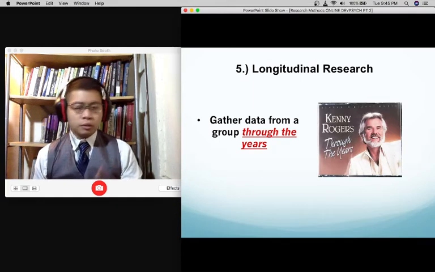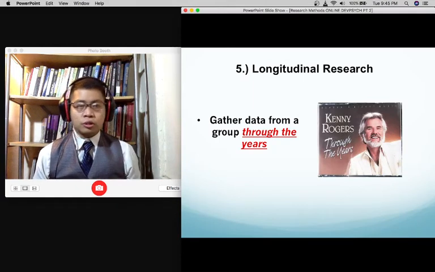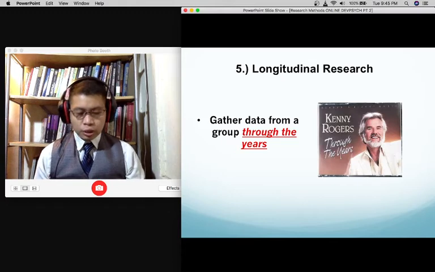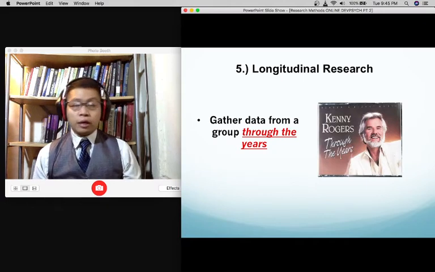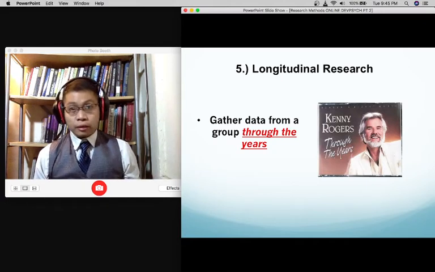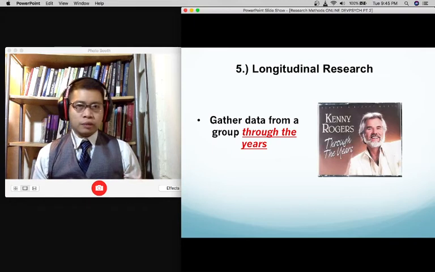So you would not forget, nilagay ko dyan yung mukha ni Kenny Rogers na kumanta ng Through the Years. Actually, kung nasa face-to-face class tayo, kakantahin ko sana yan. Pero wala, online tayo. I don't like to sing online kasi it does not give justice to the quality of my voice when I sing. Anyway, so just remember those words, through the years.